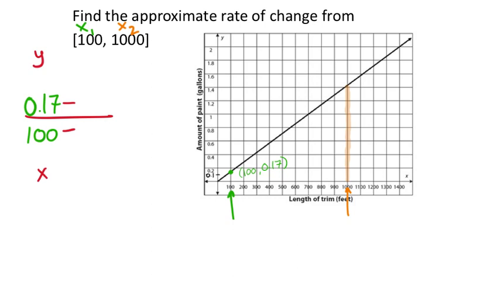Now that is not directly on that line for 1.4. So for this point right here, we know the x value is 1,000, and that's okay. But again, I have to estimate my y value. So you may have gotten something a little bit different than what I get, and that's okay. Our answers should be fairly close, though.